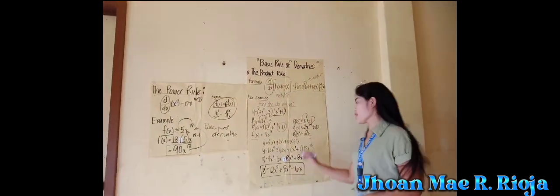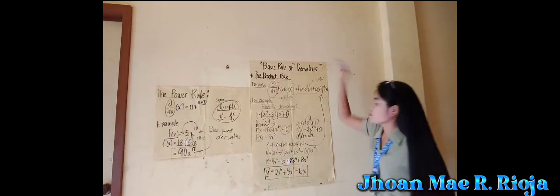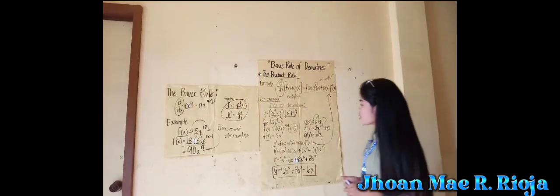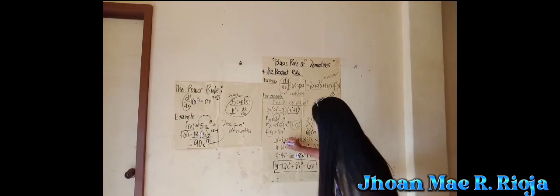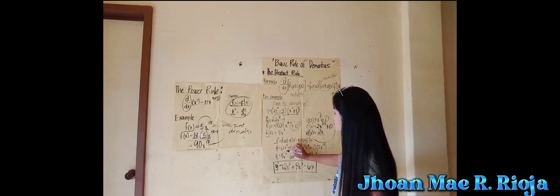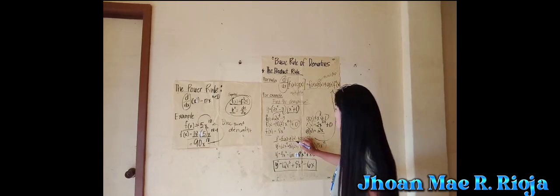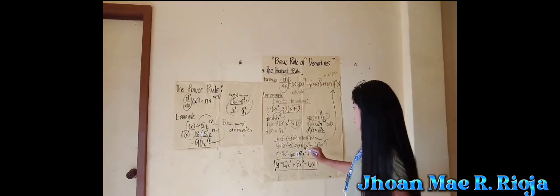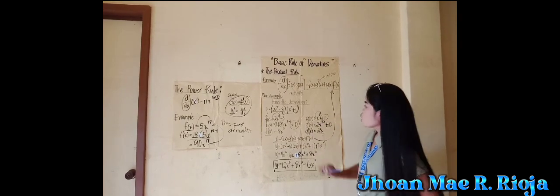Dito na natin i-apply ang ating formula or si product rule, which is y prime equals f of x times g prime of x plus g of x times f prime of x. Hanapin naman natin ang y prime. Ang ating f of x is 2x raised to 4 minus 3. Ang ating g prime of x is 2x, plus our g of x is x squared plus 1, and our f prime of x is 8x cubed.